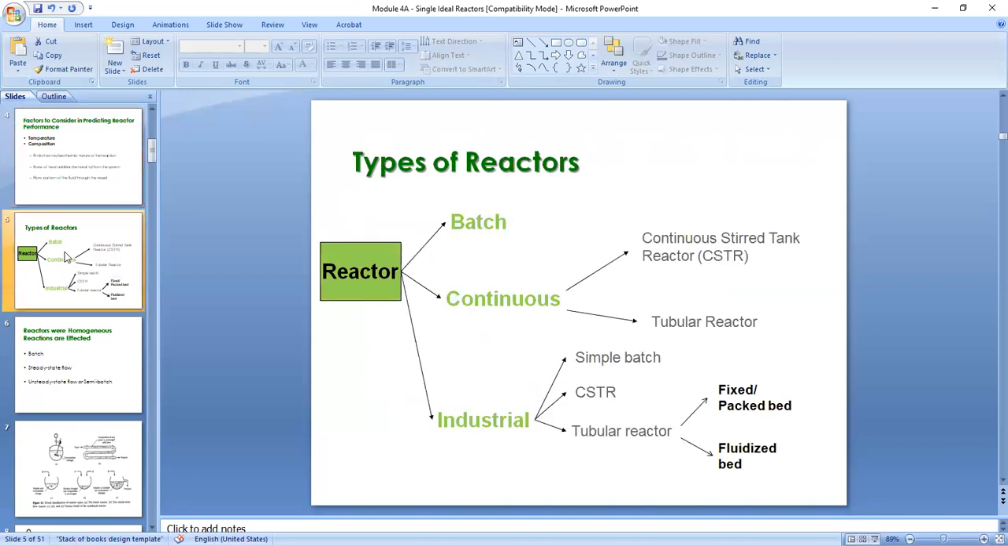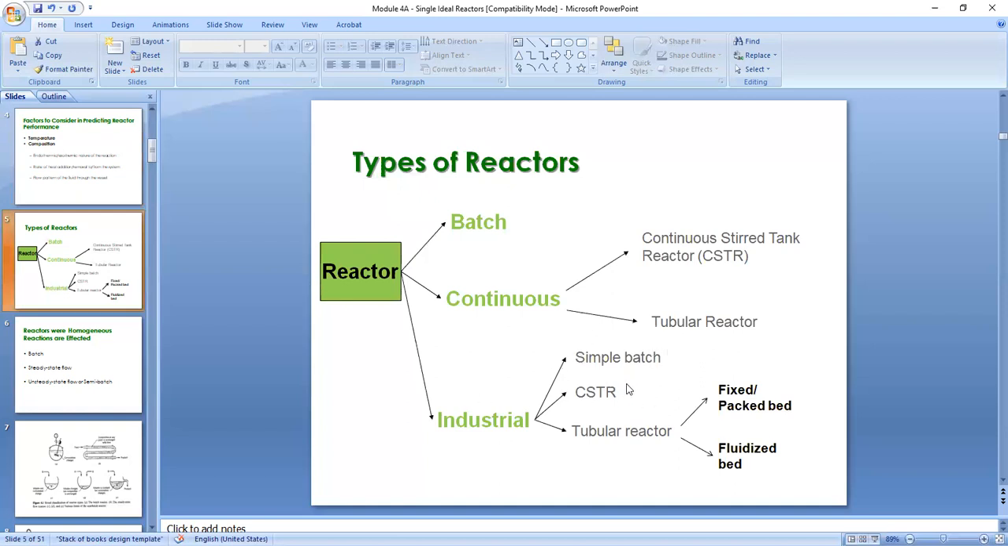Now, when we speak of design of reactors, the actual design is based on these three ideal reactors. We have the batch reactor, we have the CSTR, and we have the tubular reactor. These two are continuous, whereas we have the batch here. Now we have also industrial reactors, which can also include the simple batch reactor as one.